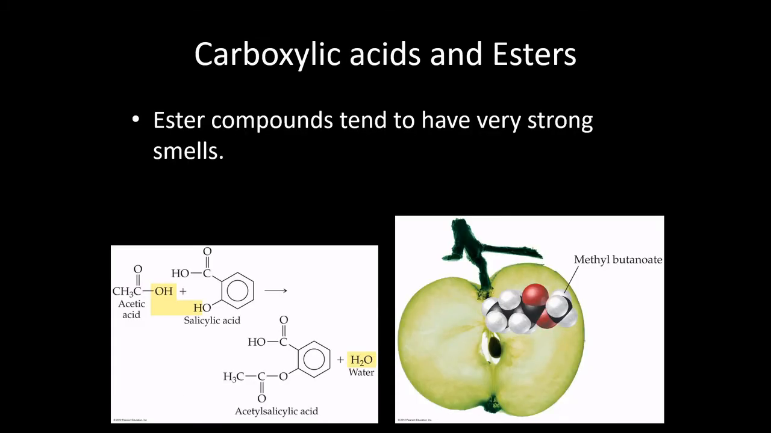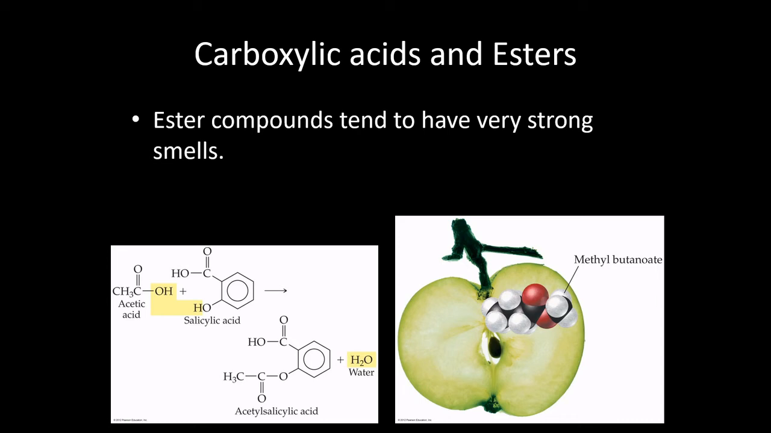Esters, on the other hand, not going to give you acid chemistry with those. Instead, esters are known for very strong smells. Like I've said, most organic compounds have smells. Esters take it to a whole new level. Esters usually have very strong smells.